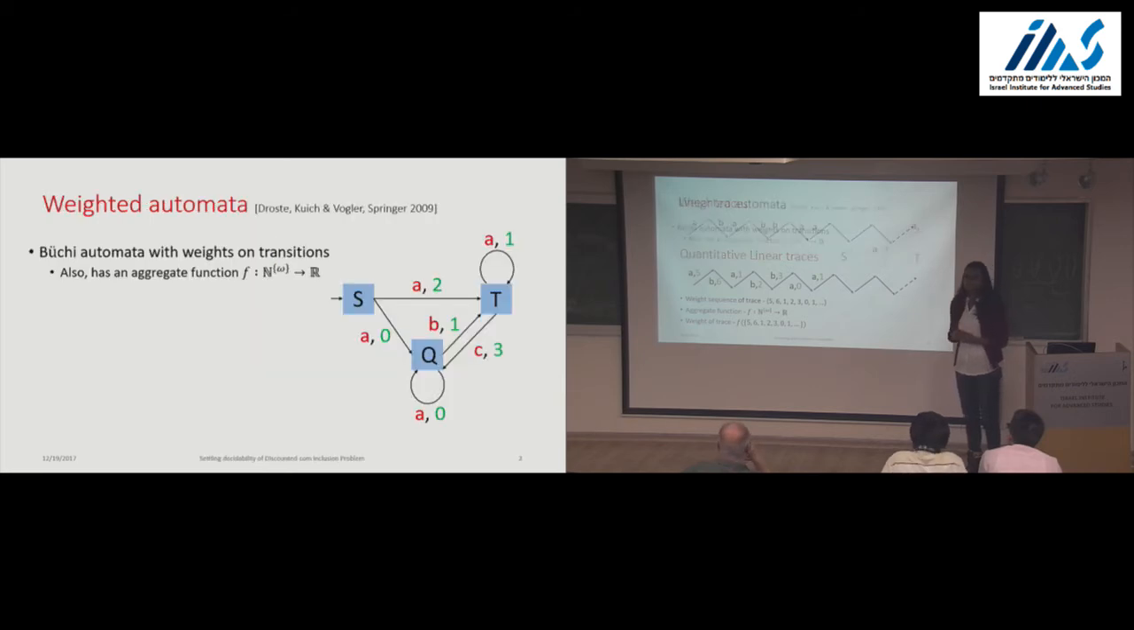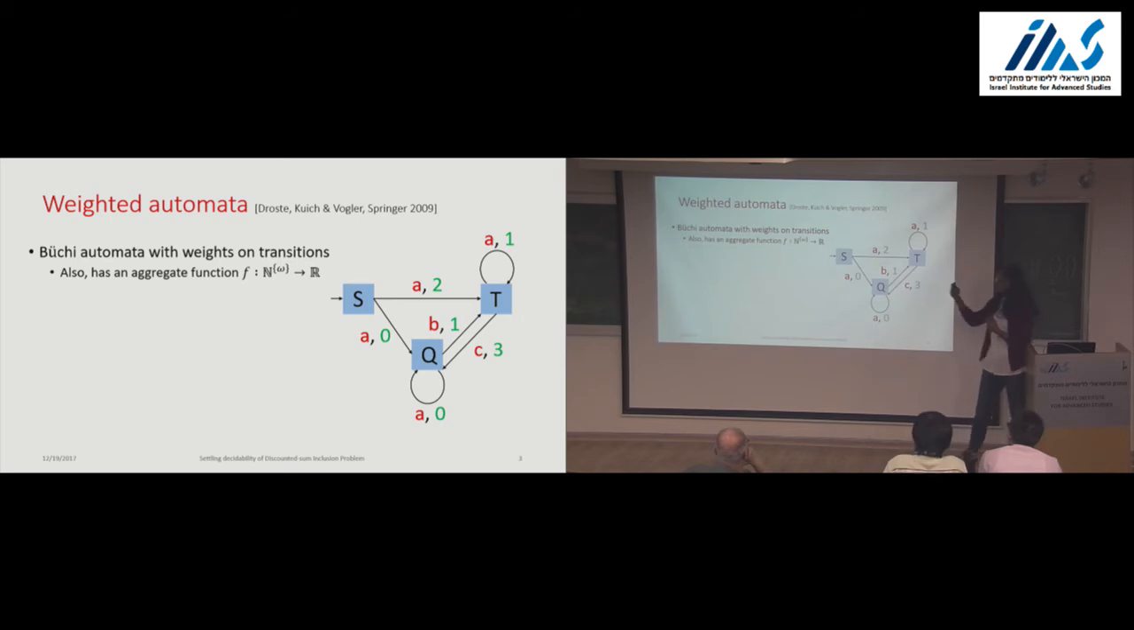Quantitative linear traces appear in all sorts of existing data structures within formal methods. The most common one being weighted automata. A weighted automata is the regular automata that we've been studying at this winter school, except that every transition is also related to a weight. For example, it has its regular states such as S, T, Q, transitions on alphabets given in red, and the digit in green is the weight along that transition.